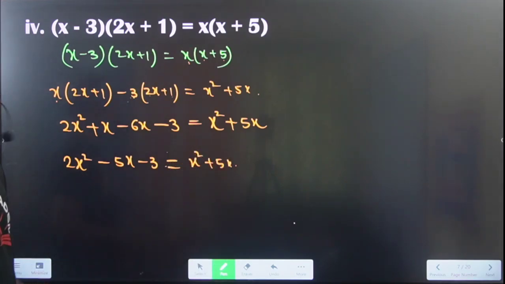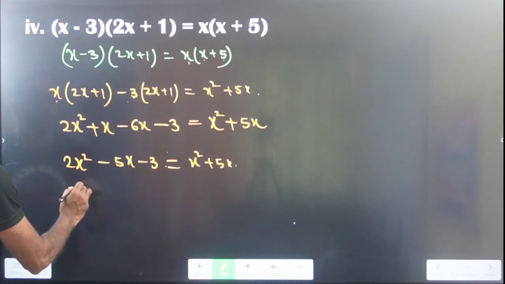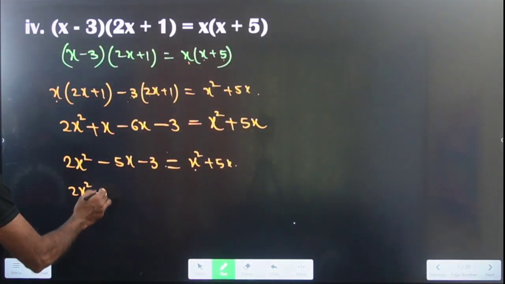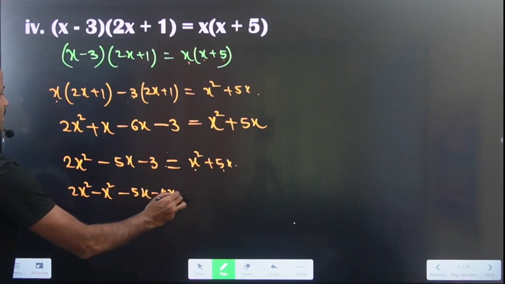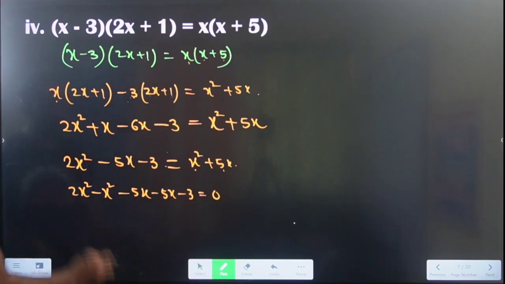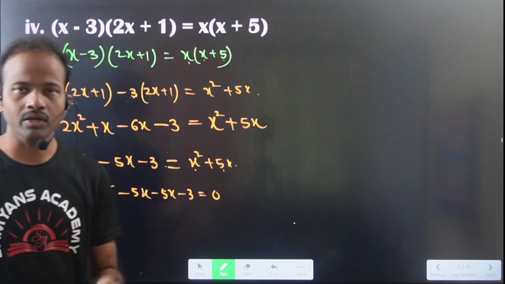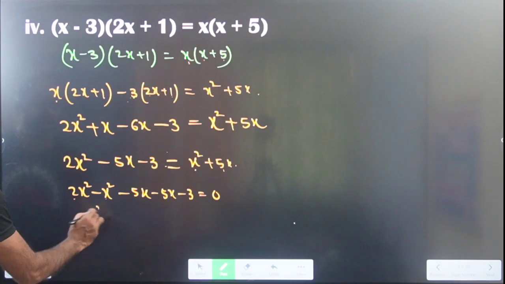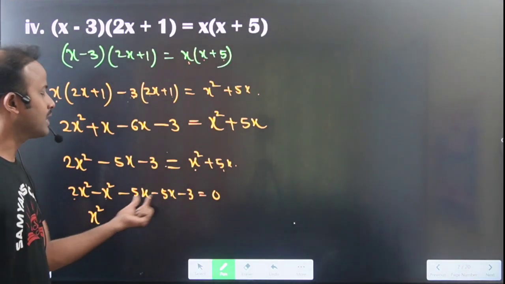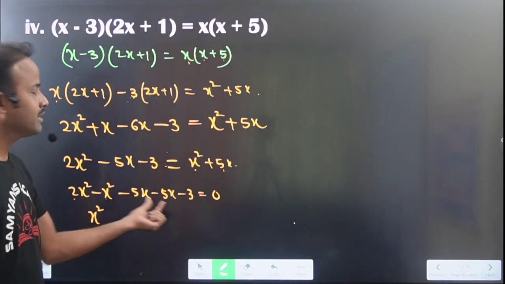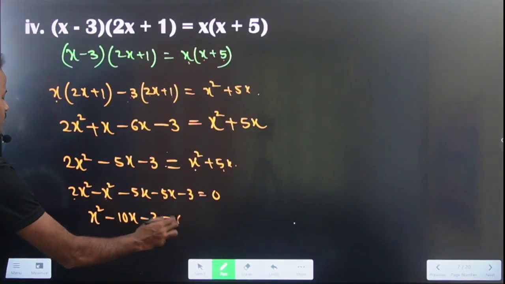Okay, now what you have to do is take the right hand side terms to the left. This x square term, when you take it here, will become minus x square, and plus 5x when you take it this side will become minus 5x, minus 3 equal to 0. 2x square minus x square is how much? 2 minus 1 is 1, so we can write it as x square. Here we have similar terms: minus 5x and minus 5x. Both have the same sign, so we can add. So minus 5x minus 5x will become minus 10x, minus 3 equal to 0.